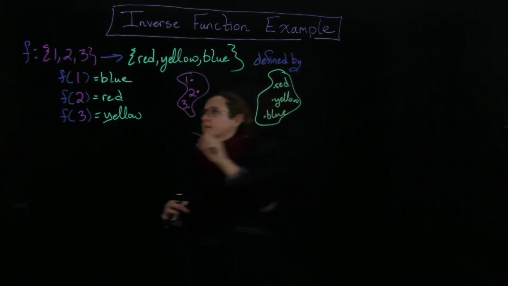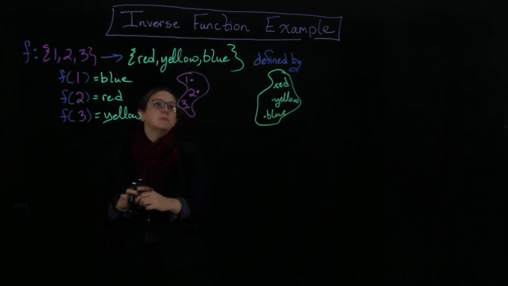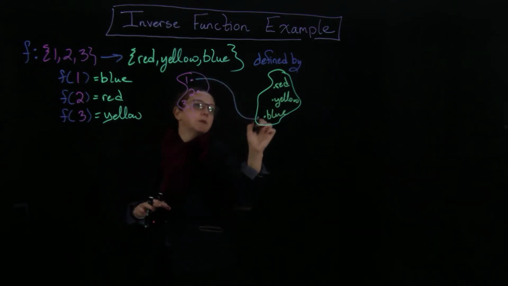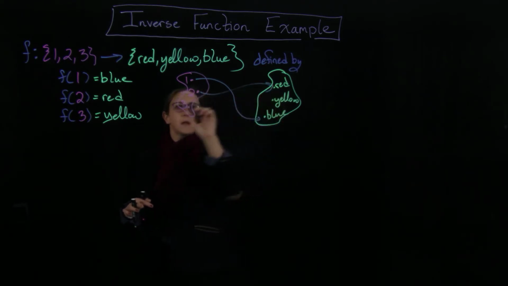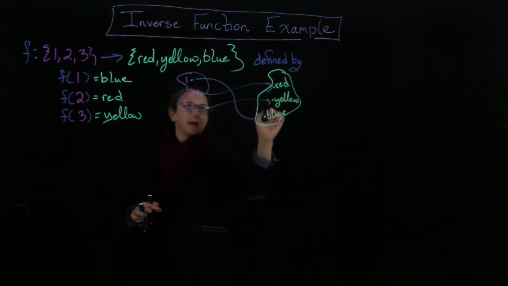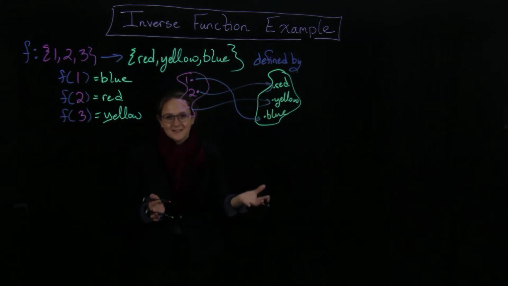So this tells me 1 goes to blue. And then we have 2 goes to red. And then we have 3 goes to yellow. Okay. It's a nice bijection.